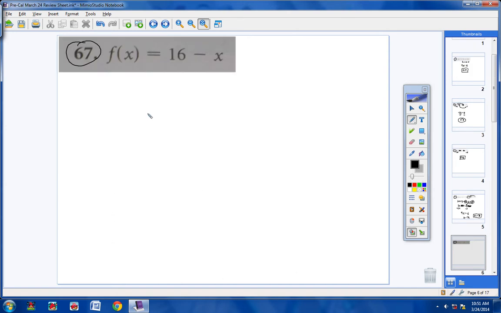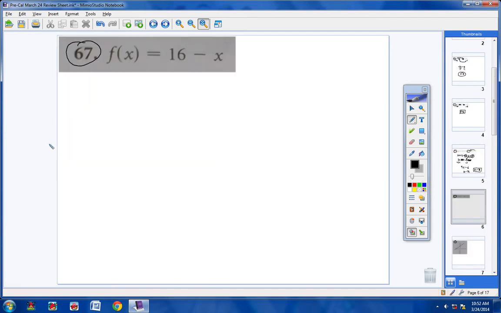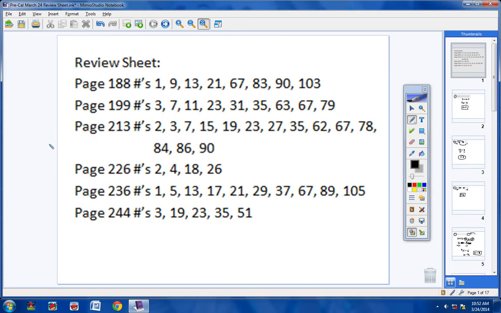Okay, number 67. Now, I don't have my book with me, so I'm going to have to reach over. Give me just a second, guys. Number 67 here. Okay, now let's see here. I'm usually pretty organized, guys. I apologize. Let's see here. Number 67 is on page 199, it looks like. So let's turn over to 199 and see what the instructions say. The instructions say to... No, that would not be the right page. This must be page 188.